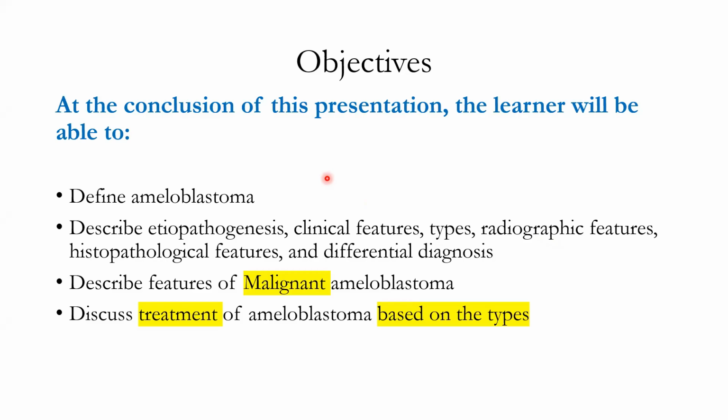If you remember from the first series of odontogenic tumors, we had discussed the classification of odontogenic tumors, where we said that the malignant variety will be discussed under the tumors itself. So we're going to see malignant ameloblastoma and its features in this presentation. And like I said, the treatment of ameloblastoma differs based on the type, so we're going to discuss that as well.